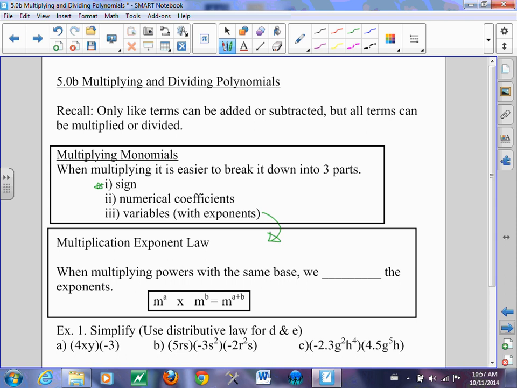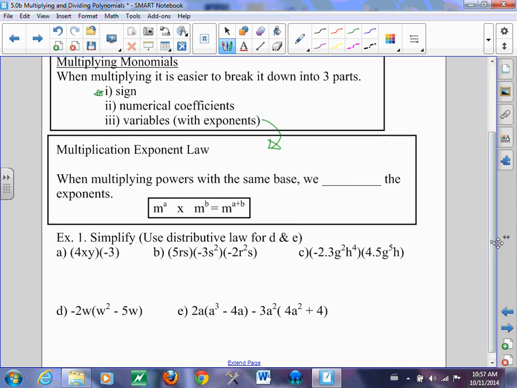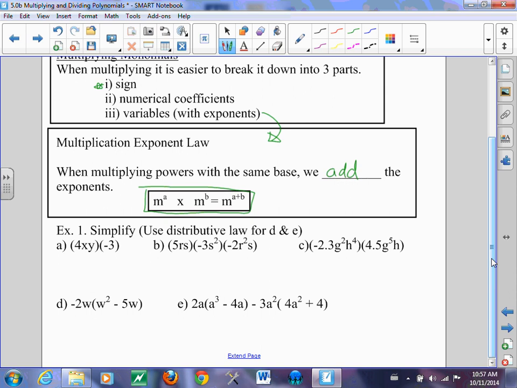Okay, so let's just quickly review our multiplication law for exponents. When multiplying powers with the same base, we add the exponents. So look here at this diagram. M to the A times M to the B equals M to the A plus B. All right, and we're going to try some examples here.